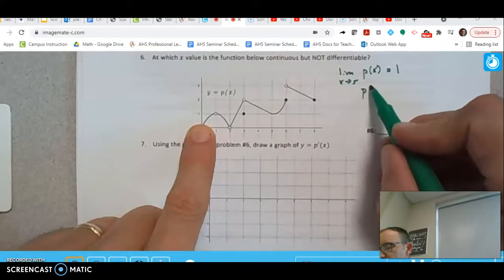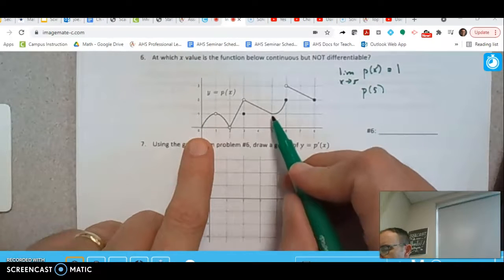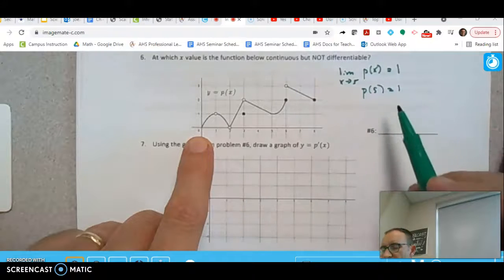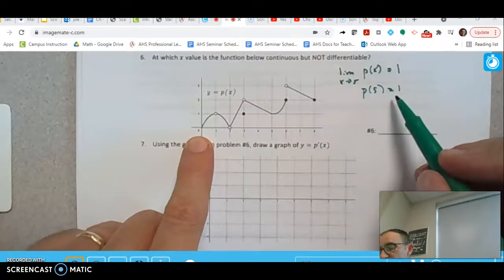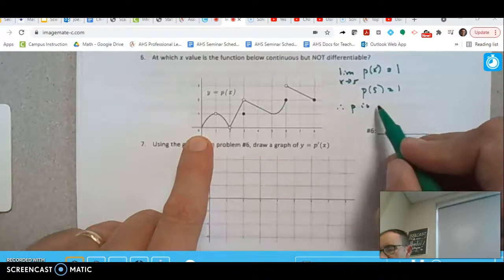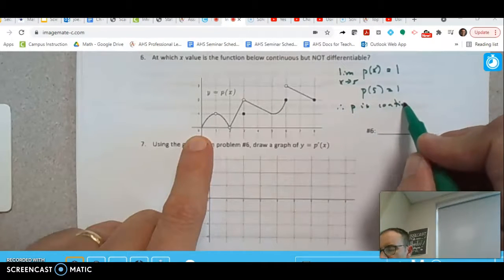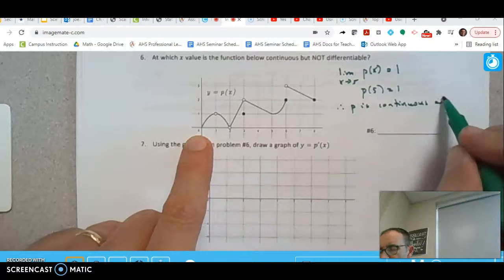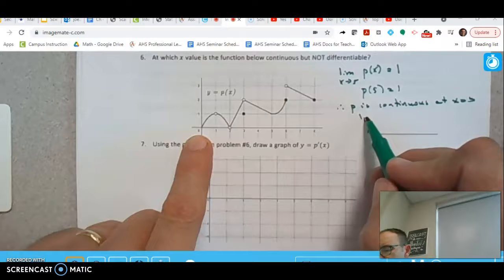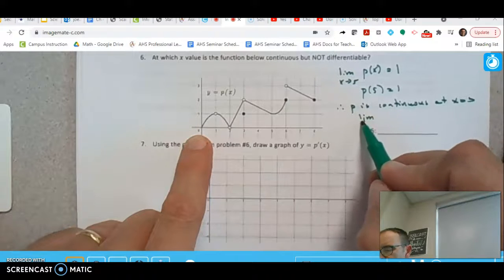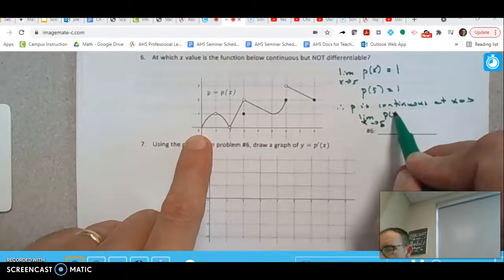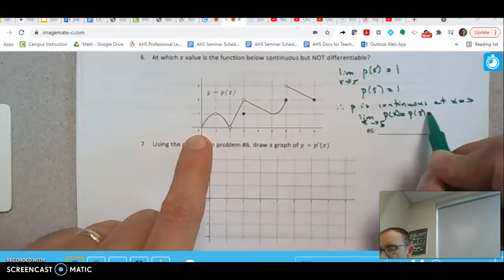The value of the function at x equals 5 is the y value when x is 5. In this case, that's 1. Since the y value is the same as the limit of the function, we can say p is continuous at x equals 5 because the limit of the function as x approaches 5 equals the value of the function at 5, which was 1.